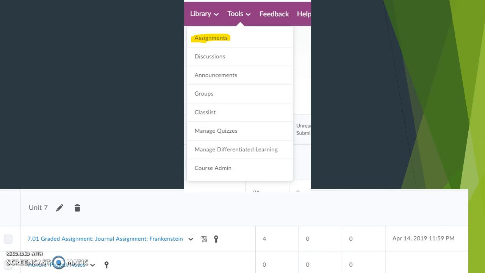Where to find your drop boxes. So you'll go up to tools like always to assignment and you're going to scroll to unit 7. You'll see right here there is the 7.01 graded assignment. That's where you're going to put your literary analysis. Already 4 of you have turned that in. And then right underneath is that honors project note. So those book notes that I showed you at the beginning.